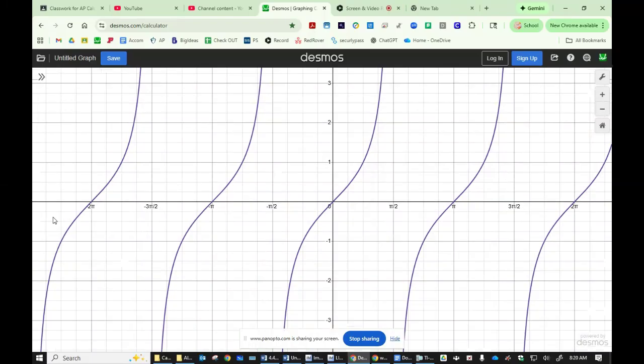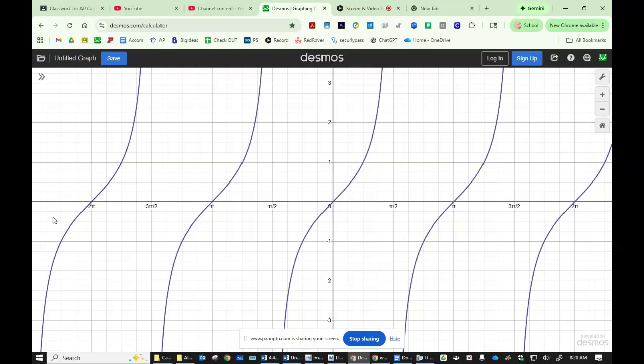Okay, and so I want you to know why. What I would like you to do is use your big circle, and find the tangent of pi over 2 using your circle. Oh, it's undefined. Use your big circle, Jason.